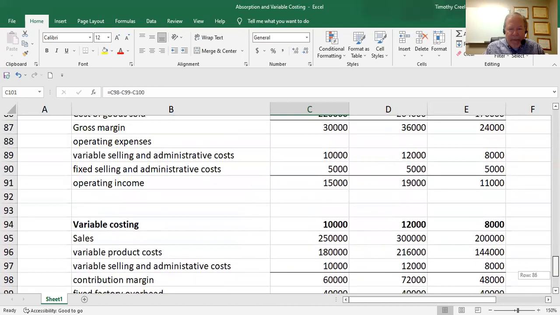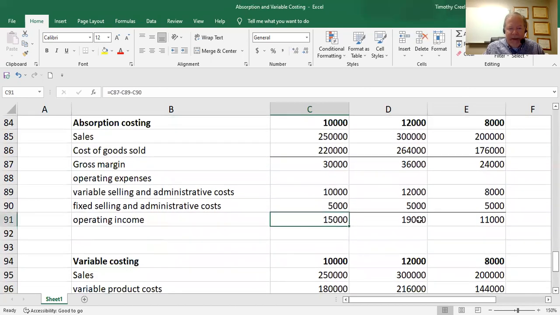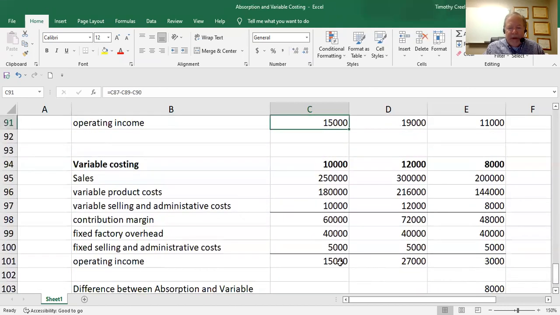Now, notice that the operating income is the same, 15,000 under absorption and 15,000 under variable. And one thing that we talked about earlier when we were looking over the rules: if sales and production are the same, in this case we produced 10,000 units and sold 10,000 units, then operating income will be the same under both variable and absorption costing. There's no difference between the two.